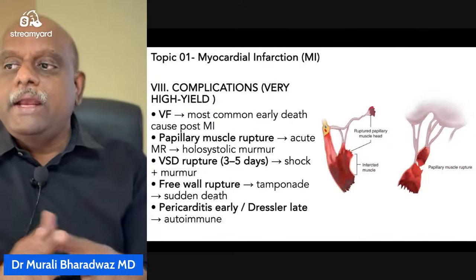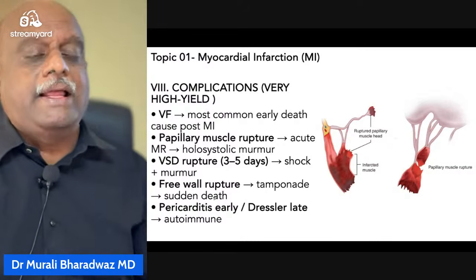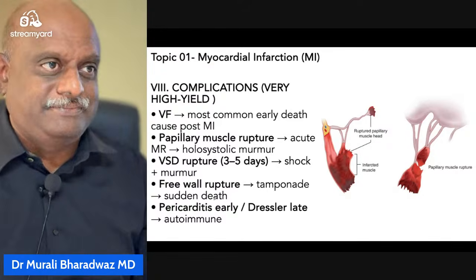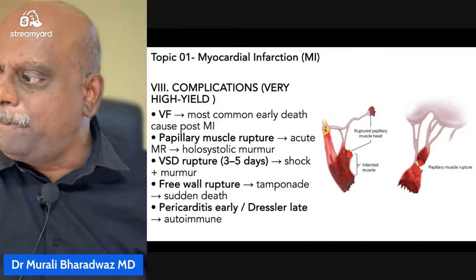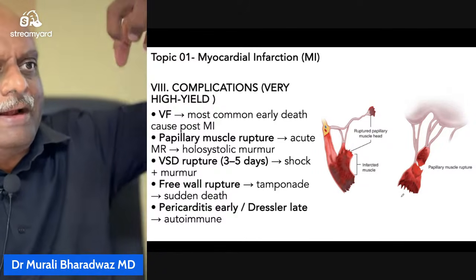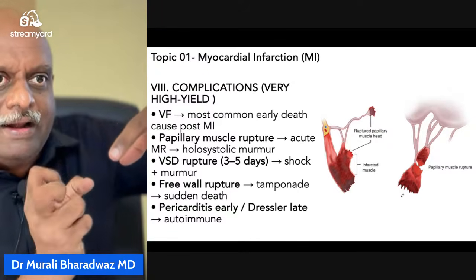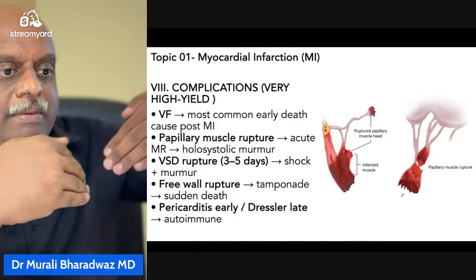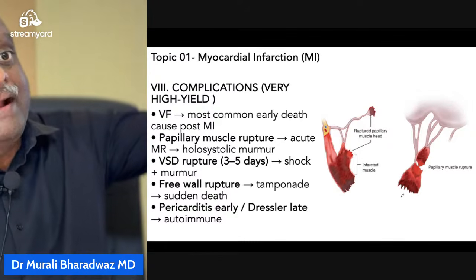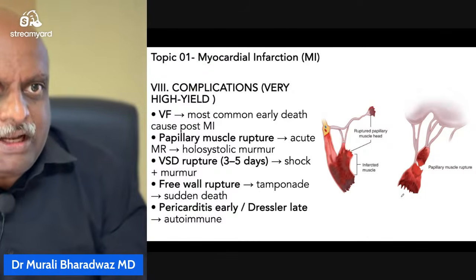Now what are the complications of MI? The most common cause of early death after MI is ventricular fibrillation. Similarly, you have the papillary muscle. What does the papillary muscle do? It holds the mitral valve. When the ventricle contracts, the mitral valve has a tendency to prolapse into the atria, which is above the ventricles. So the papillary muscle pulls it down.